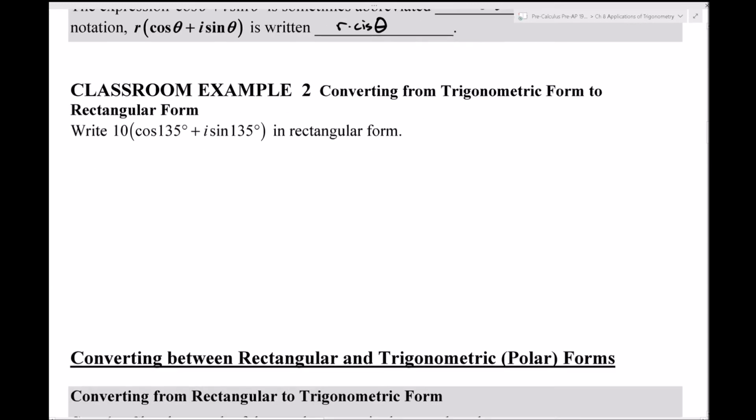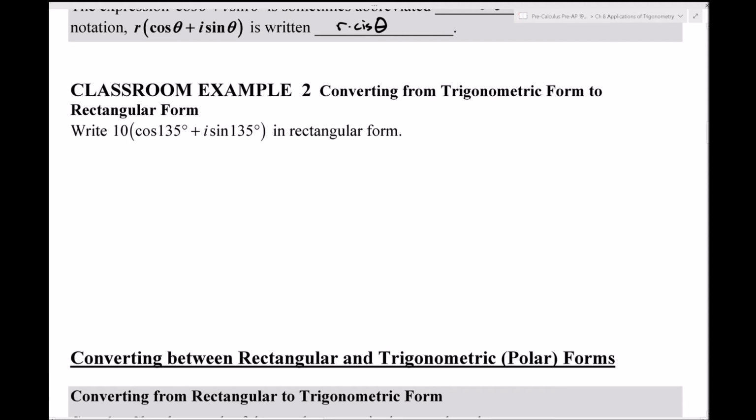Okay, so example 2, converting from trigonometric form to rectangular form. Oh, and we're going to have to remember our unit circle. Some of you are really good students and probably still have your notebook. And to those of you, I salute you like 100%. If you still have your notes and you're still doing this with me, all respect to you. And if you have your unit circle, that's great.